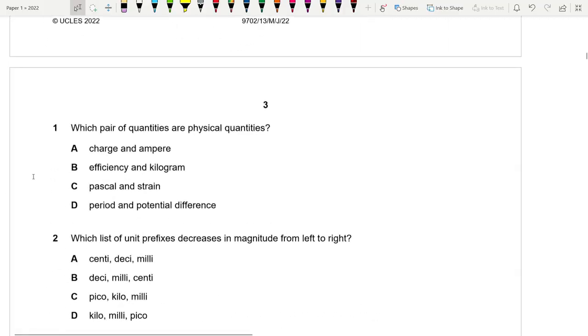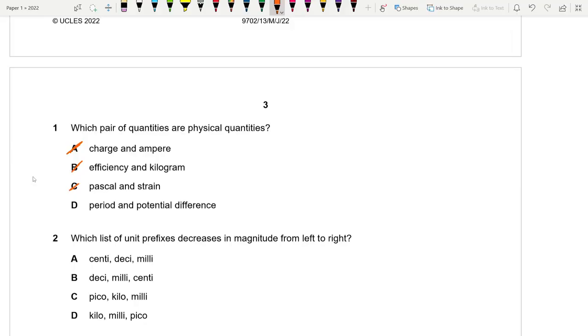Which pair of quantities are physical quantities? So a physical quantity needs a value as well as a unit. Charge and ampere: ampere is a unit, not a quantity, so it is wrong. Efficiency and kilogram: kilogram is also a unit, and efficiency is actually a ratio. It doesn't have a unit, so it's wrong as well.